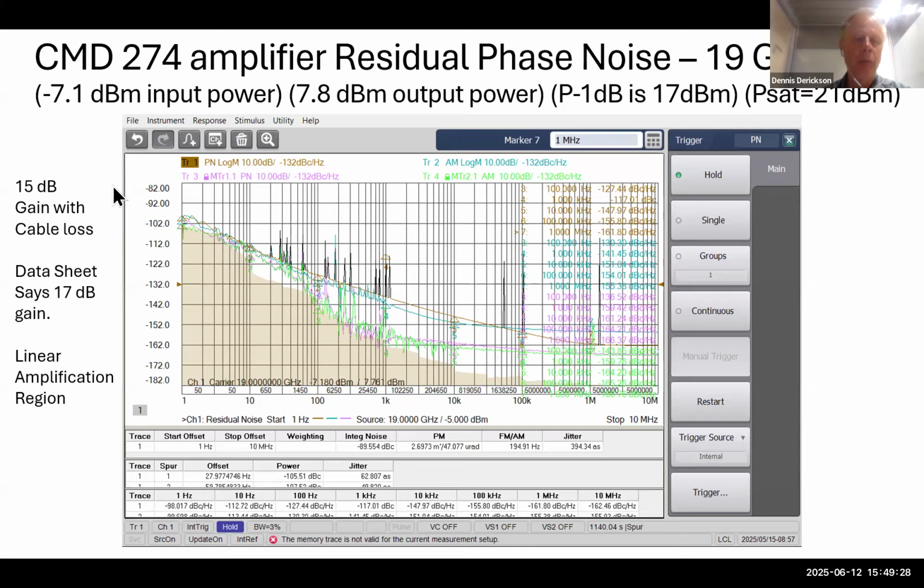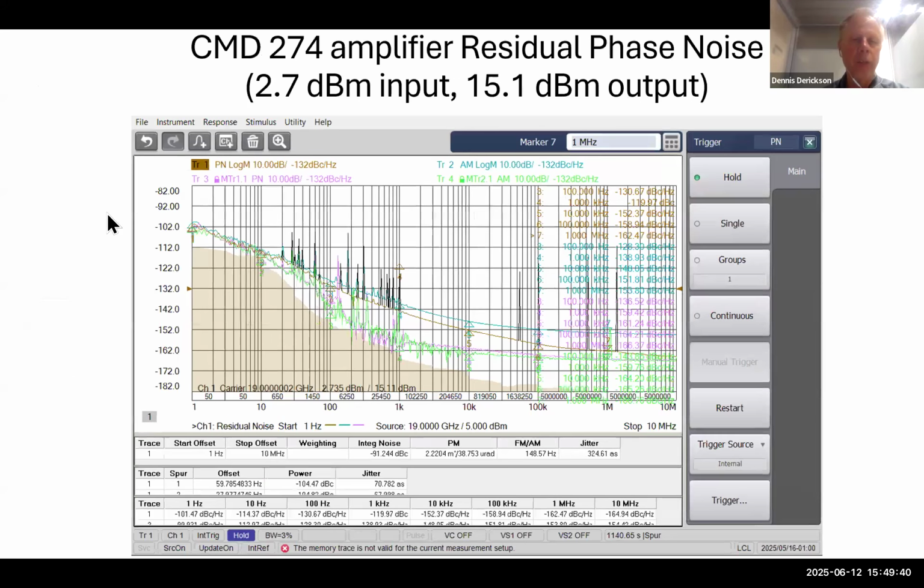So pretty good amplifier. And I just want to show you that as you change the bias condition, the nature of the noise can change. So that's one of the things you want to characterize in the residual performance of your amplifier. Here we have 15.1 dBm of output power. And here it shows that the AM noise now is dominating everywhere. The AM noise is stronger than the phase noise at all frequencies offset from the carrier right here.